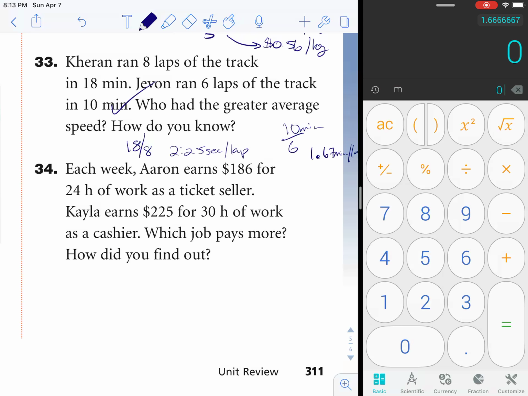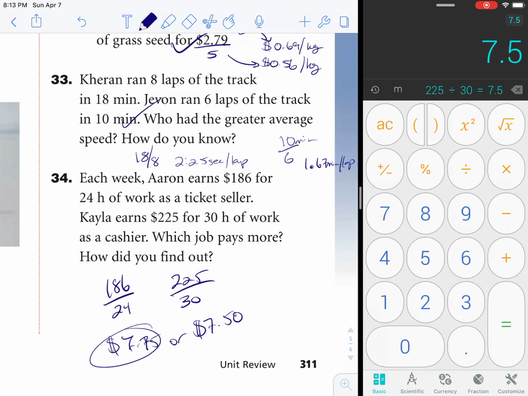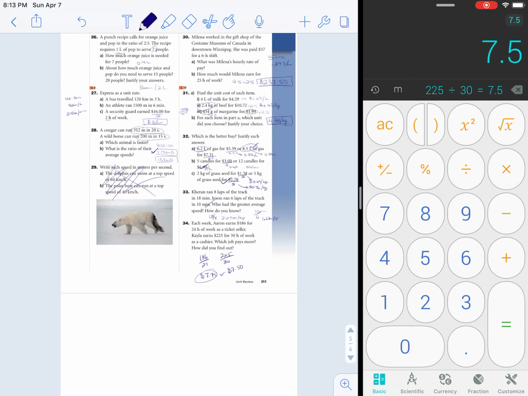Aaron earns 186 for 24 hours, so 186 divided by 24. And Kayla's doing 225 and 30. So 186 divided by 24, 775, or 225 divided by 30, 750. So who's getting more? Well, Aaron is. And that, I think, is the end of the review.